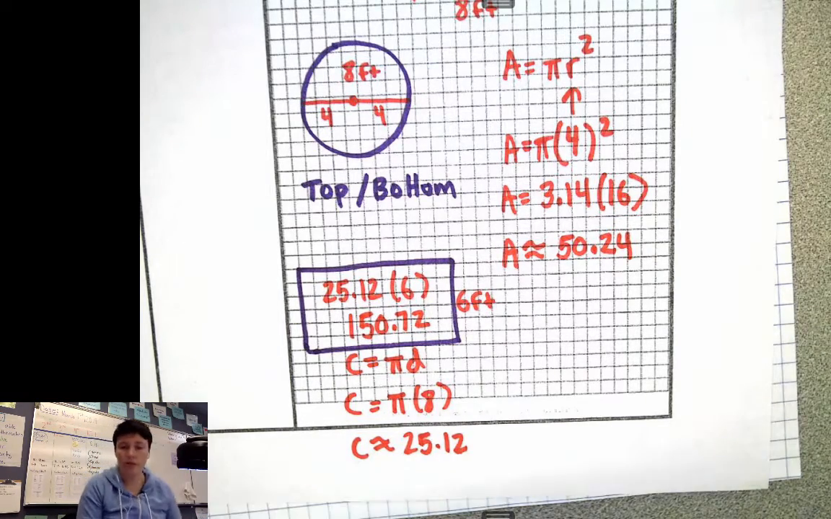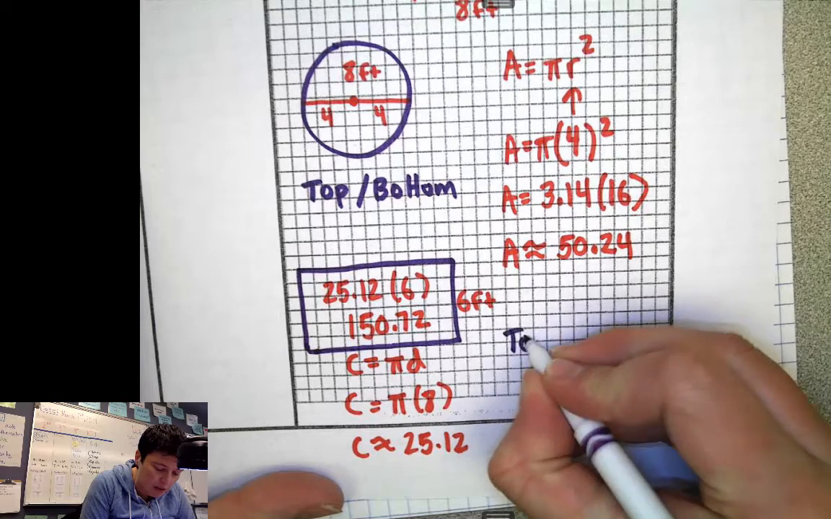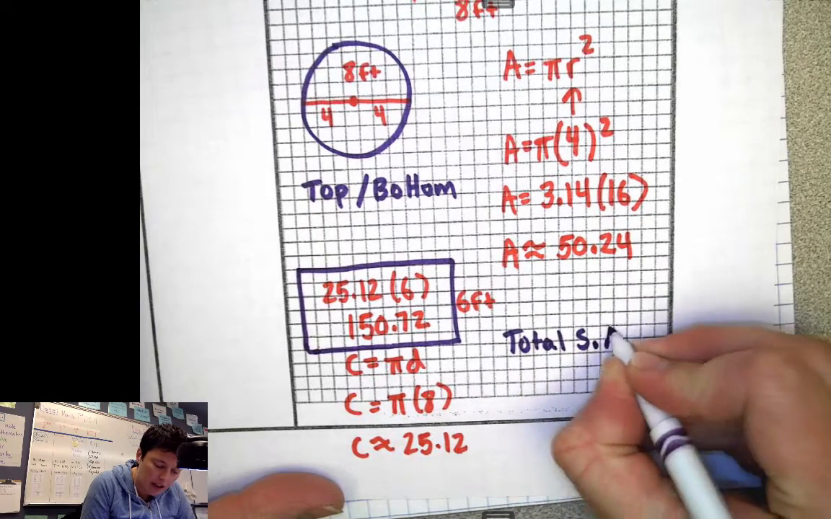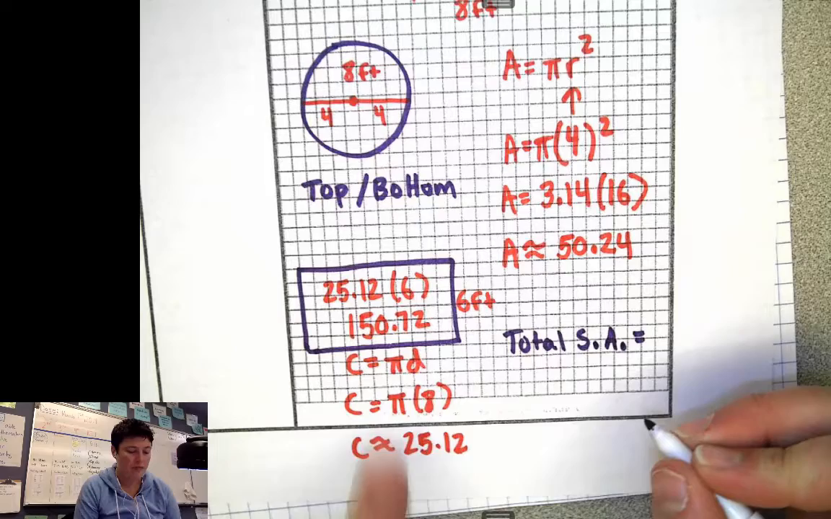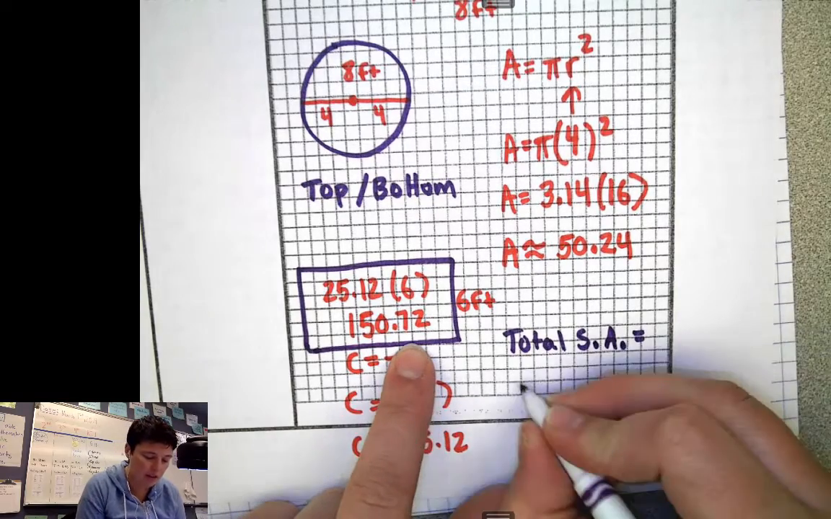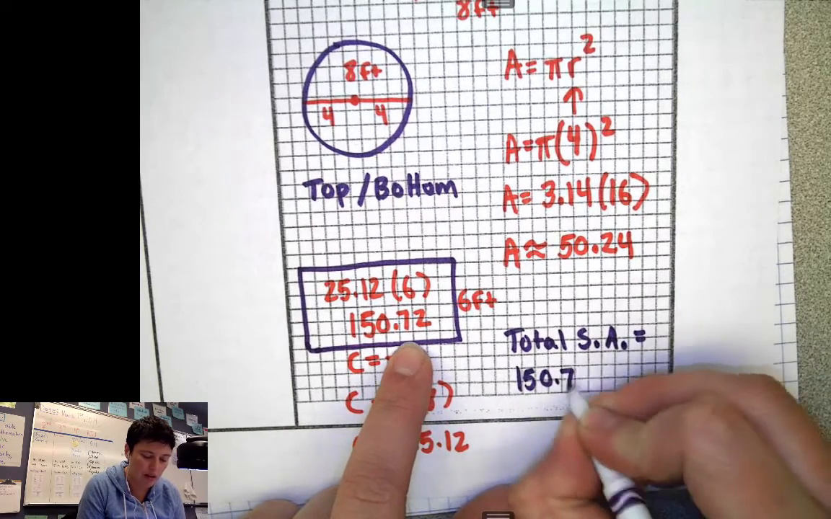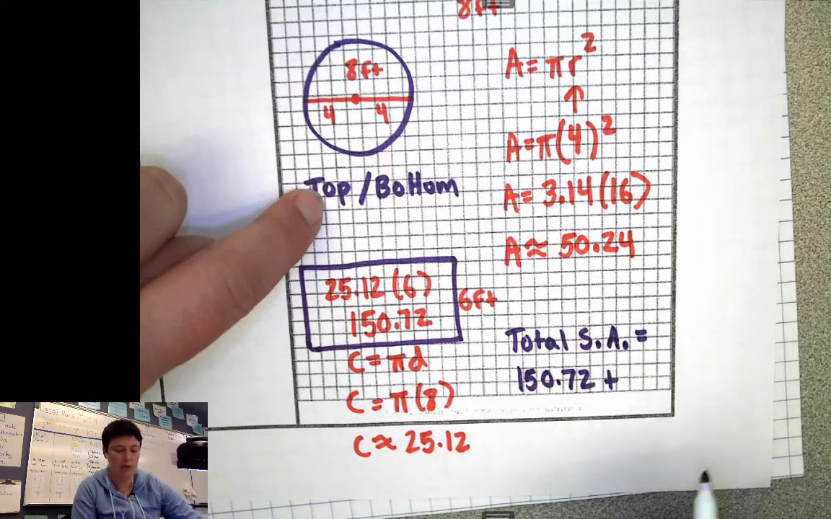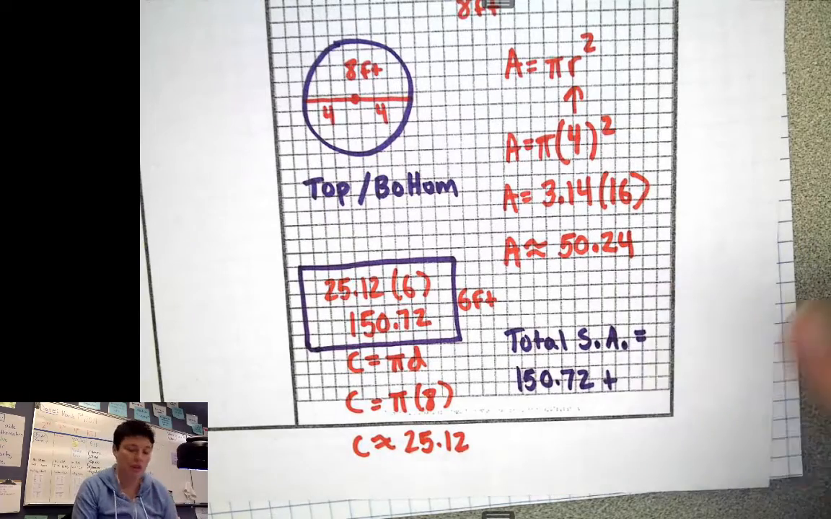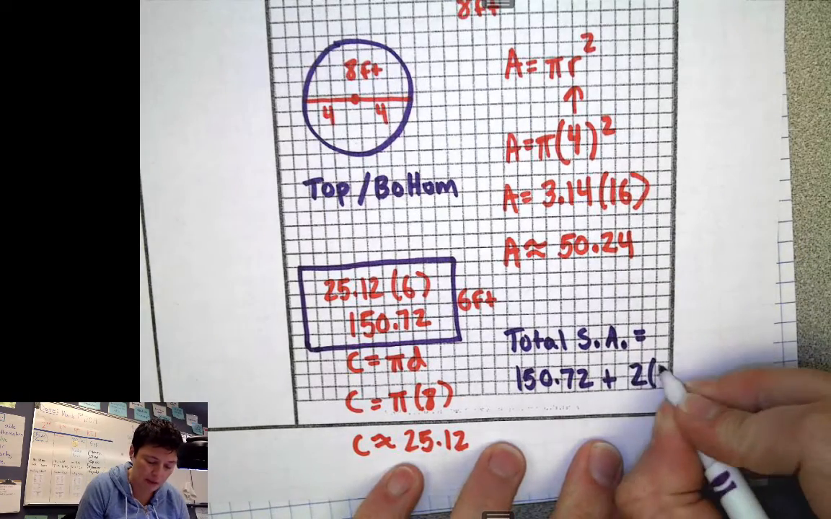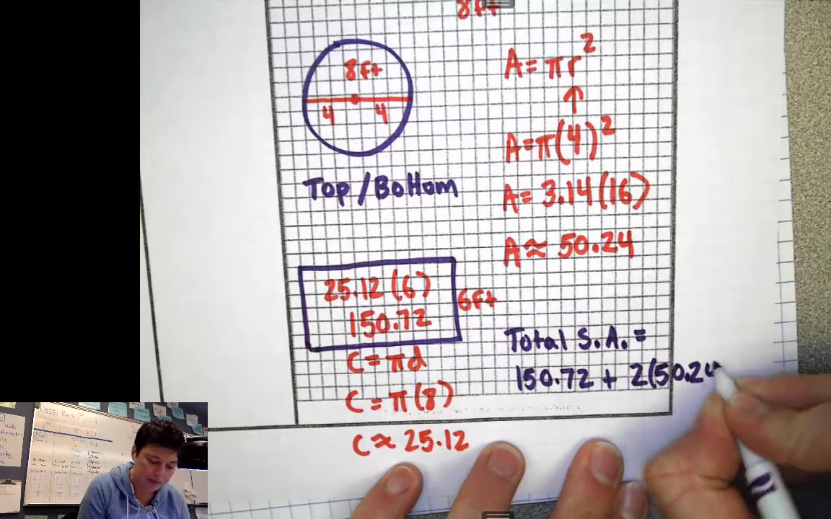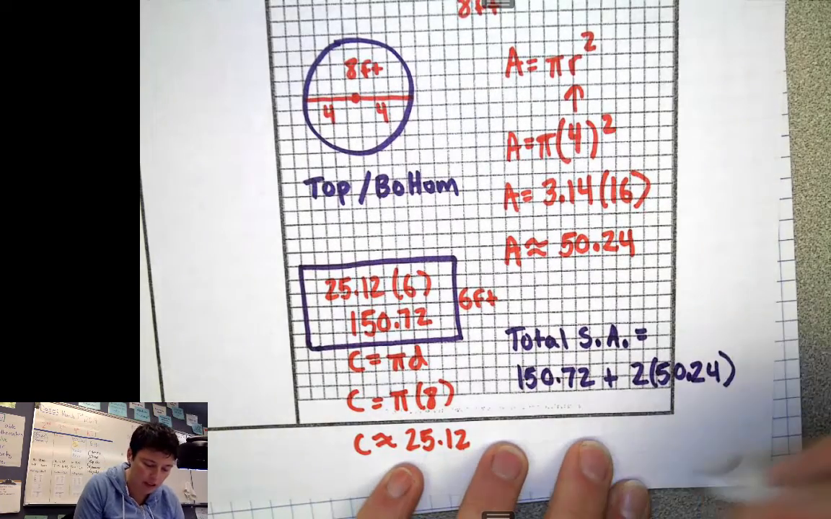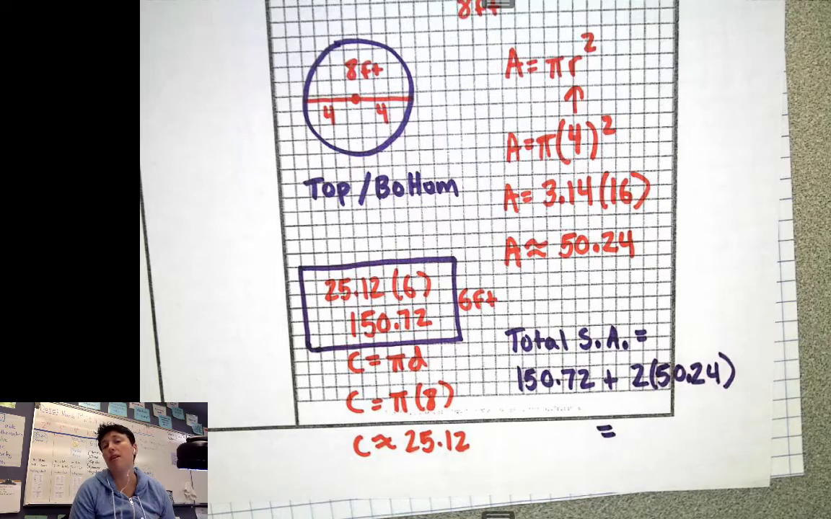Final answer, total surface area. I'm going to write right here, total surface area equals this number that we just got, 150.72, plus the circular top and bottom, which we found was 50.24. There are 2 of those. So plus 2 of the 50.24. We'll add all that up and hopefully get an answer that makes sense. Maybe you should pause the video and put this in a calculator and see if we end up with the same solution. Go ahead and do that right now.